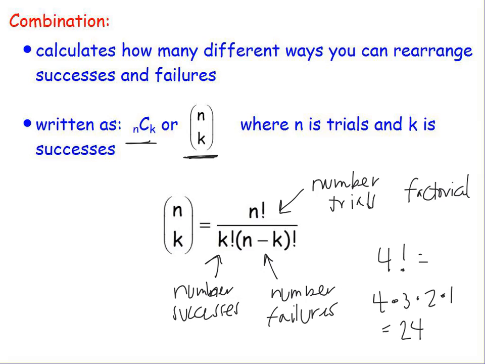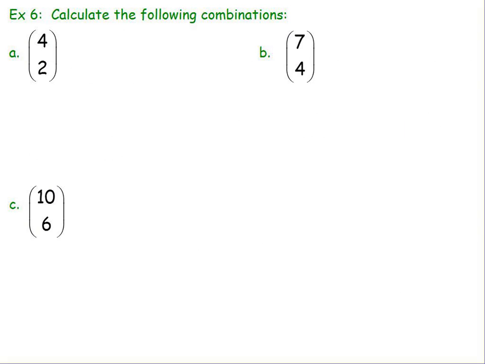So let's take a look at a few problems just to practice, and I'm going to go through the calculator steps. So all 3 of these are combinations. The top number again, if you remember, the top number is the number of trials. The bottom number is the number of successes.